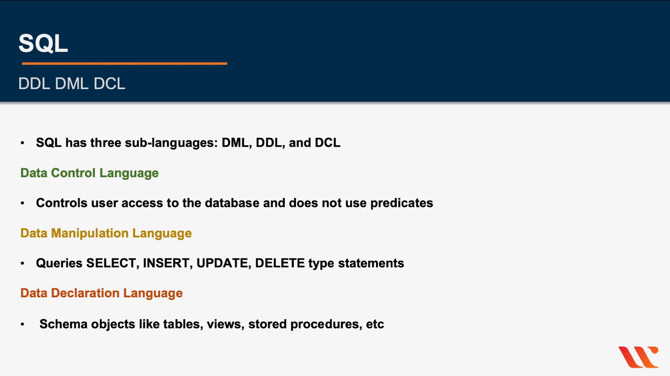Now, SQL has three sub-languages: DML, DDL, and DCL. The data control language, DCL, controls user access to the database and does not use any predicates. The DML, the data manipulation language, is where users can ask queries like select statements, or make changes to the data using the insert into, update, and delete from statements. The data definition language, or DDL, is where administrators can control the schema objects like tables, views, stored procedures, and so on.